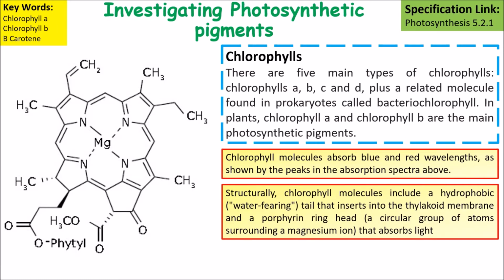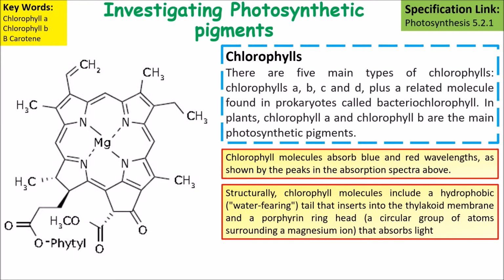There are 5 main types of chlorophylls: chlorophylls A, B, C and D, plus a related molecule found in prokaryotes called bacteriochlorophyll. In plants, chlorophyll A and chlorophyll B are the main photosynthetic pigments. Chlorophyll molecules absorb blue and red wavelengths, as shown by the peaks on the previous absorption spectrum.